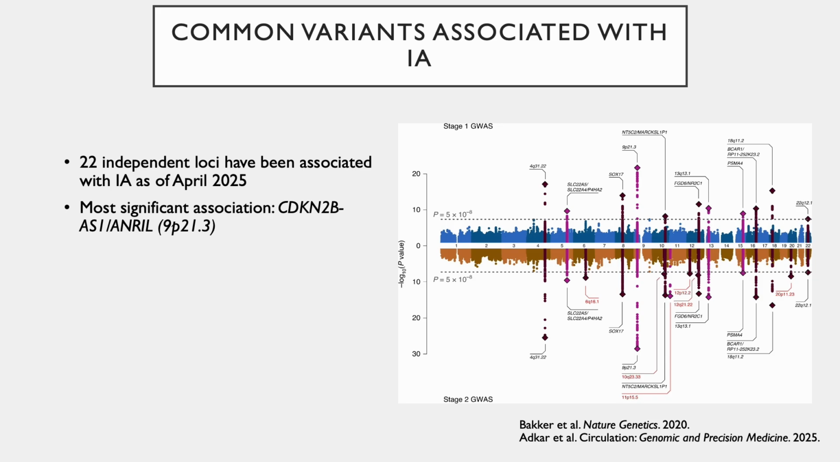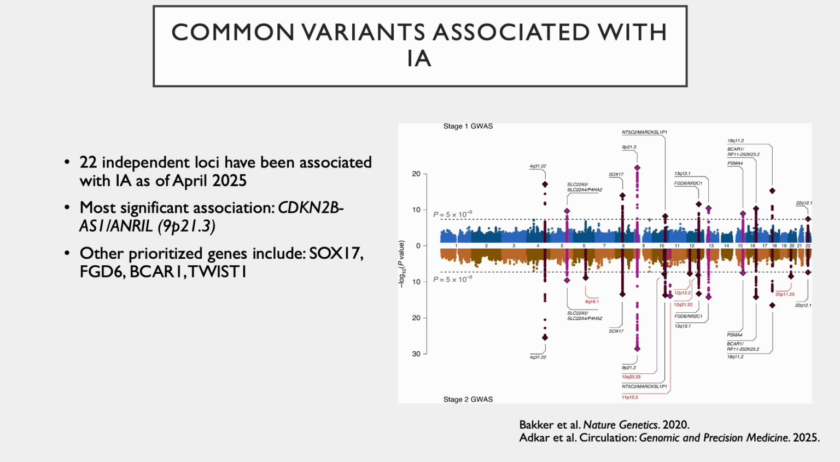Both the Bakar et al. and Adkar et al. studies found that the most significant association occurred at a locus that codes for a long non-coding RNA called ANRIL, which is associated with several cardiovascular and neoplastic phenotypes. Other genes that have been prioritized from the Adkar et al. study include SOX17 and FGD6. Both are involved in endothelial cell signaling.